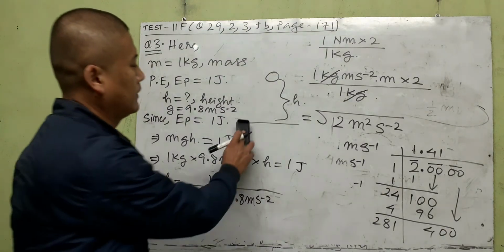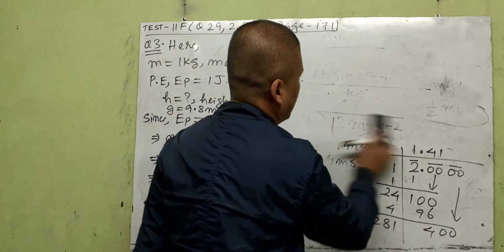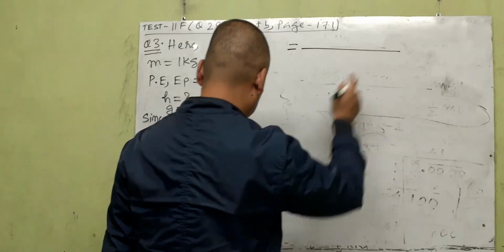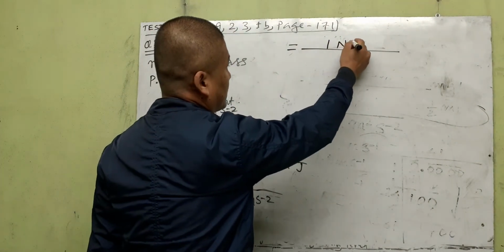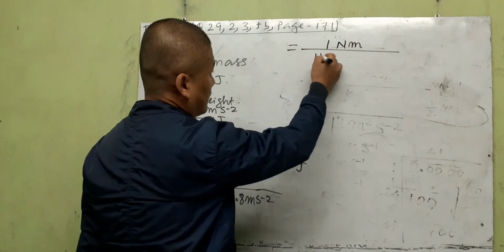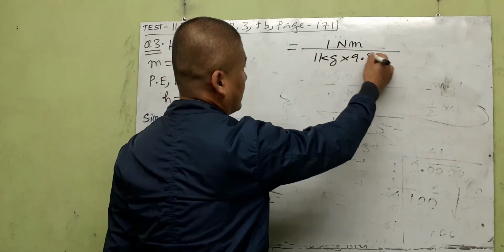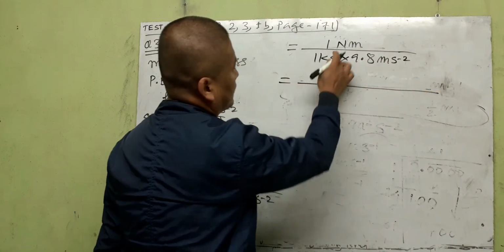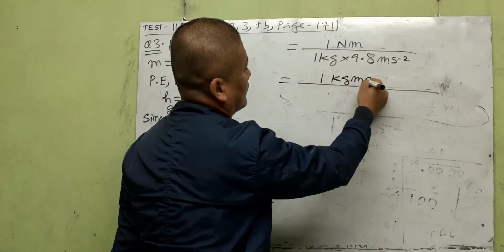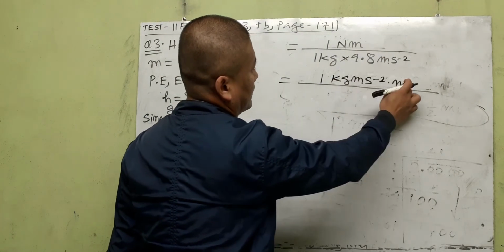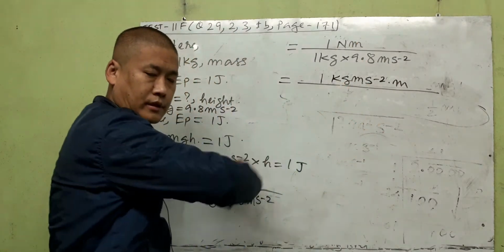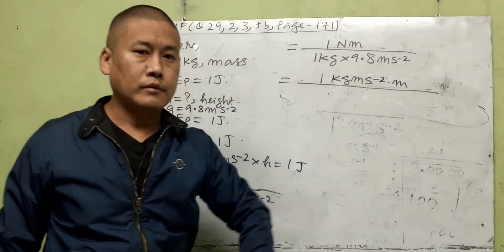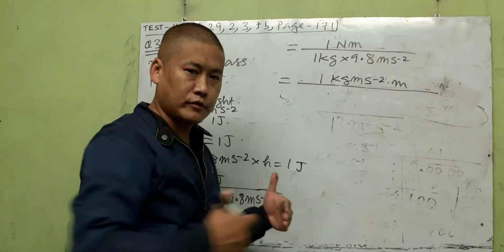Okay, so here, again, the reverse process we're going to have to do now. So we go about doing that. That'll be equal to here, J can be changed to Newton meter. Then here, 1 kg into 9.8 meter per second square. So here, Newton can be changed to kg meter per second square into meter. Same thing, meter here. Newton is this. We're changing in the reverse way. Usually we change kg meter per second square to Newton, but we can go reverse, right? If we can go front, then we can also go back, right?